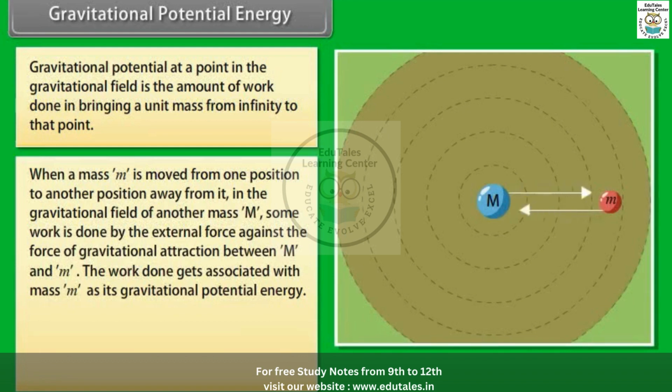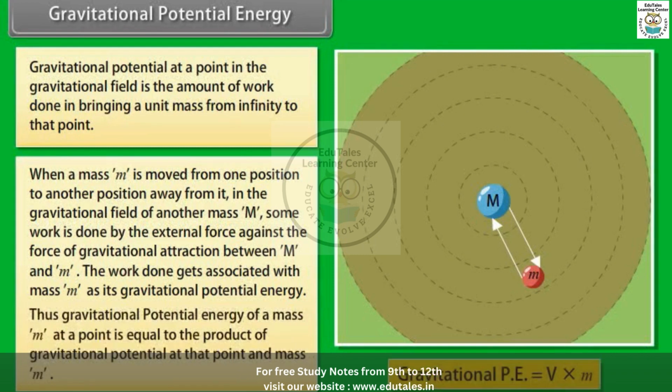When a mass m is moved from one position to another position away from it in the gravitational field of another mass M, some work is done by the external force against the force of gravitational attraction between m and M. The work done gets associated with mass m as its gravitational potential energy. Thus, gravitational potential energy of a mass m at a point is equal to the product of gravitational potential at that point and mass m.